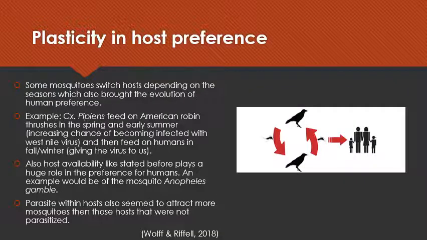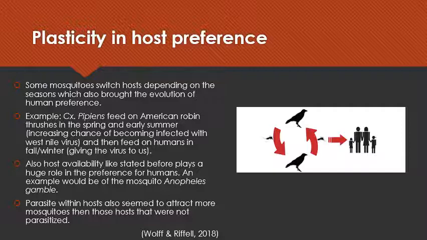Now, let's talk about the plasticity and host preference for mosquitoes. Mosquitoes are able to switch hosts depending on the availability or season, or to increase their fitness and survival. Culex pipiens would be an example of where it changes its feeding preference depending on the season. In the spring, early summer, it feeds on the American robin, but in the fall, winter, it feeds on humans. This is how the West Nile virus got spread.